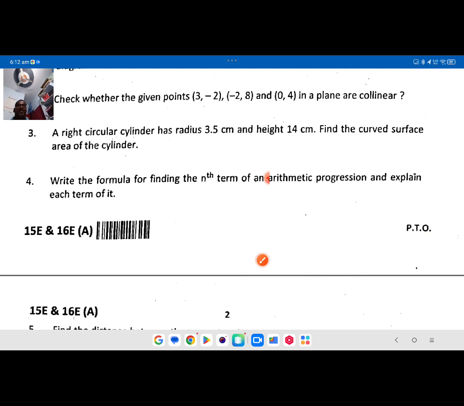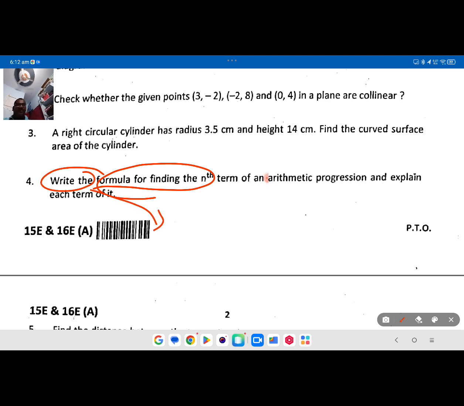And next question you see, he is asking for the formula. Write the formula for the nth term, and explain each term in it. For writing the formula you'll get 1 mark. For explaining each term you'll get 1 mark. Total 2 marks. The formula is Tn is equal to a plus n minus 1 into d.